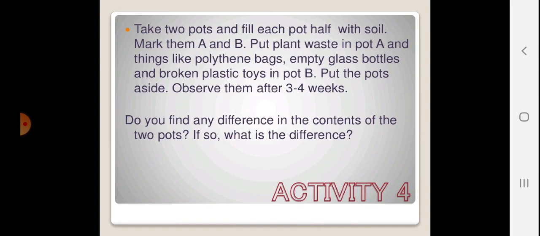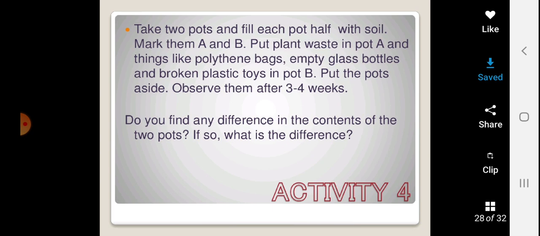Activity 4. Take 2 pots and fill each pot half with soil. Mark them A and B. Put plant waste in pot A, and things like polythene bags, empty glass bottles and broken plastic toys in pot B. Put the pots aside and observe them after 3 to 4 weeks or 1 month. Did you find any difference in the contents of the 2 pots? If so, what is the difference?